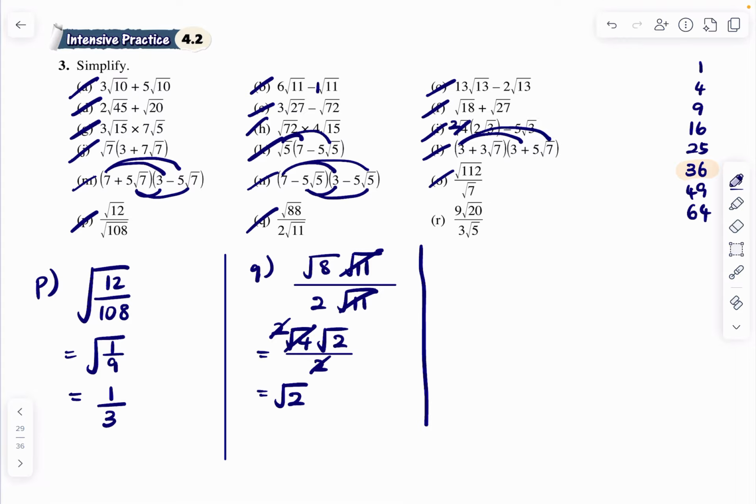My pencil is about to die. Okay, let's finish this last one up.